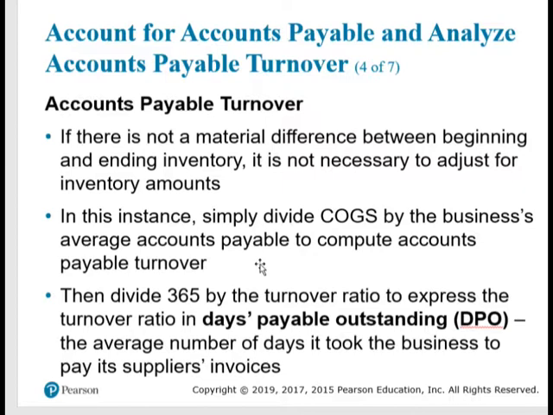Then divide 365 by the turnover ratio. And doing that expresses the turnover ratio in terms of the average number of days it took the business to pay its suppliers' invoices, or days payable outstanding, which is abbreviated as DPO.